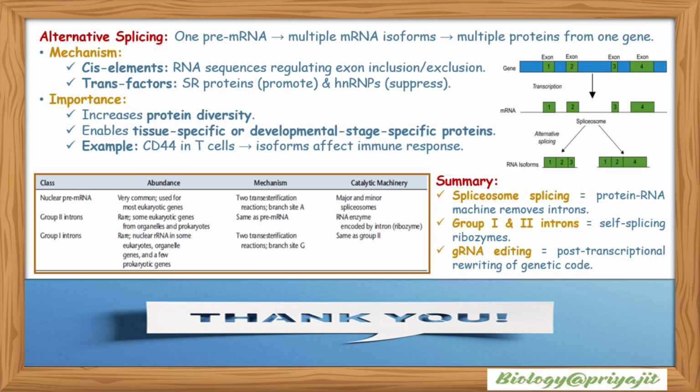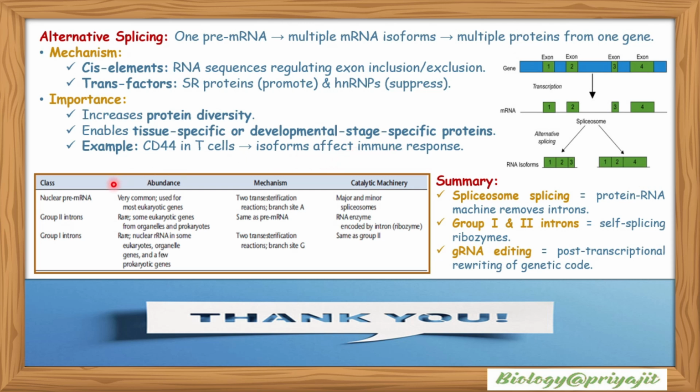So what is alternative splicing? It is when one pre-mRNA produces multiple mRNA isoforms, and multiple proteins are formed from one gene. So what happens? There are cis elements and trans factors. Cis elements are RNA sequences regulating exon inclusion or exclusion, and among the trans factors, SR proteins promote and hnRNPs are suppressors. So what is the importance of alternative splicing? It increases protein diversity. It enables tissue-specific or developmental stage-specific proteins. Example, CD44 in T cells forms isoforms which affect the immune response.